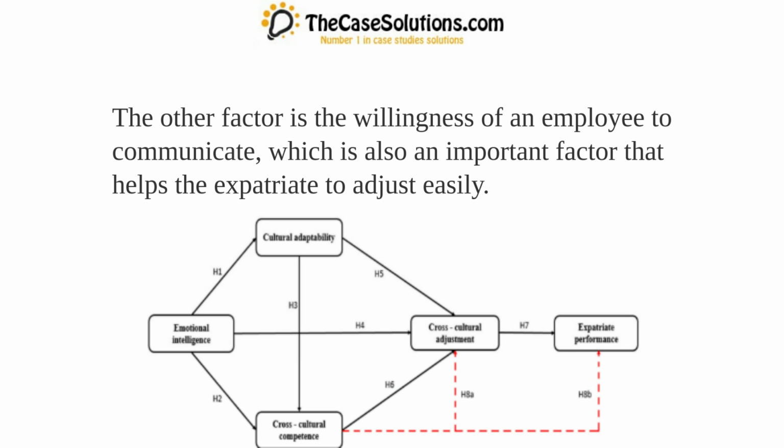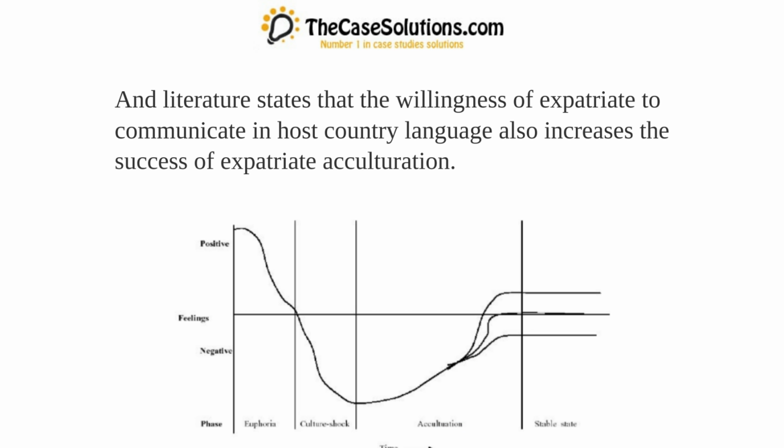The other factor is the willingness of an employee to communicate, which is also an important factor that helps the expatriate to adjust easily. And literature states that the willingness of expatriate to communicate in host country language also increases the success of expatriate acculturation.